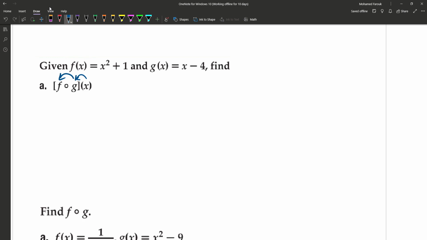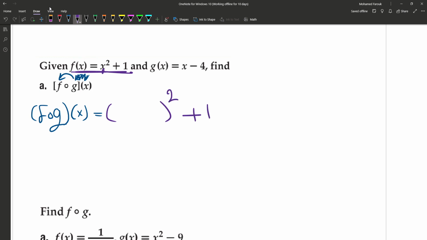How will you do it? To get f circle g of x, I need to plug g into f. So I need to prepare f to plug something into it. We have f, and in place of x I will open a bracket, and it will be bracket squared plus 1. It's like you're starting with the first function, which is f, and preparing to plug something into it. So what is the thing? It's the function g. I plug all of g inside f. So what's the function g? x minus 4, so it will be x minus 4.